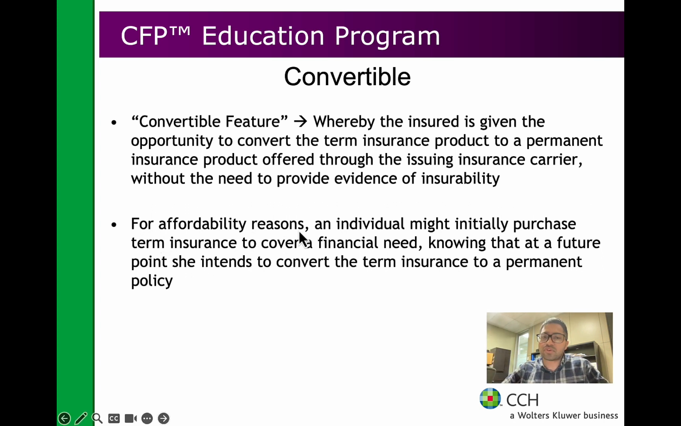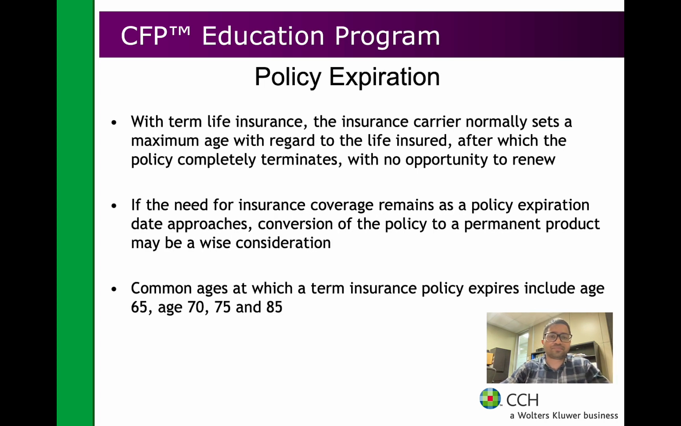For affordability reasons, an individual might initially purchase term insurance to cover financial needs, knowing that at a future point he intends to convert the term insurance into a permanent policy. Why is affordability a big concern? Permanent policies are extremely costly. Term policies are very, very cheap. So a person might buy a term policy right now because he can't afford permanent insurance, but later on, as he starts earning more, he might convert it to a permanent policy.